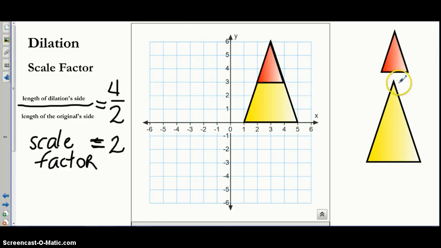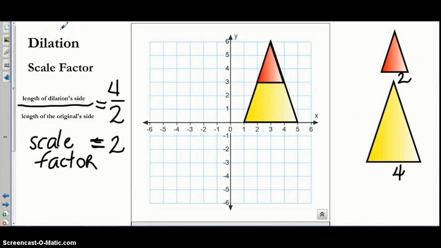Alright, so I'm going to go ahead and label this. We said that this base, the original's base, was 2. And the dilation's base was 4. So I just want to show you the 2 and the 4. Now, this is the challenge to you. We know that the scale factor is 2. What I want to know is what are the lengths of this side compared to this side and this side compared to this side. I want the measurements and the scale factor.